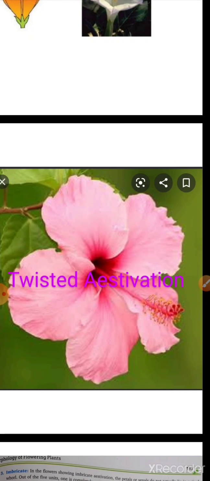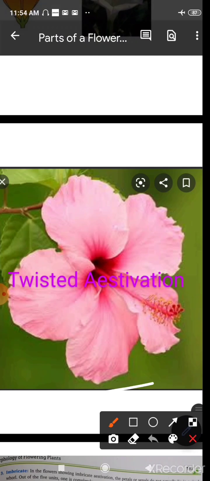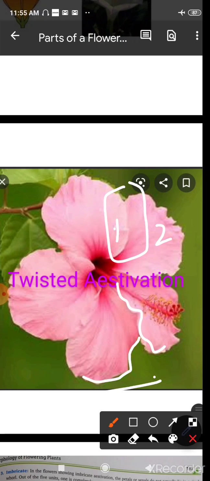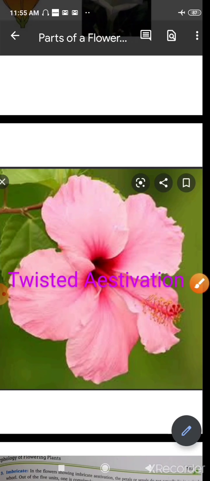We will just see the diagram of the twisted aestivation. Here you see, if you look at the petals, this is China rose, hibiscus, right? This is one petal, and you see the second petal, some of the part is covered by the first petal. So that is how they are overlapping. This also is one petal, and some of the part has been covered by this one. So this shows twisted aestivation or contorted aestivation, right?